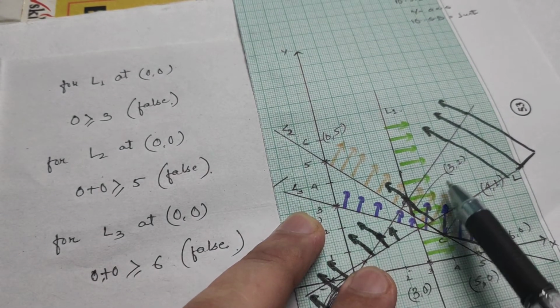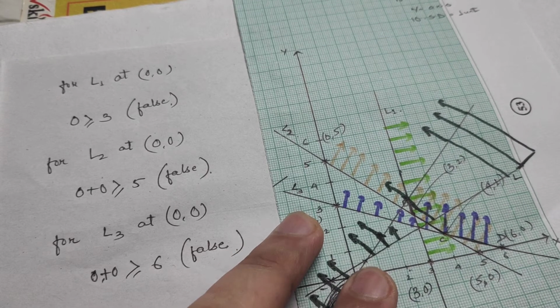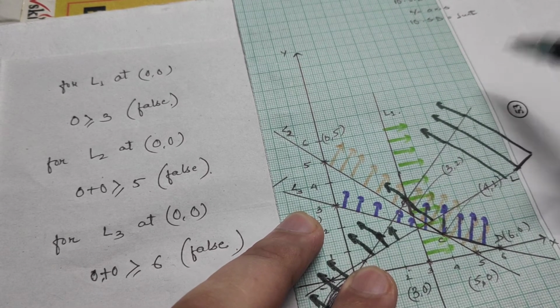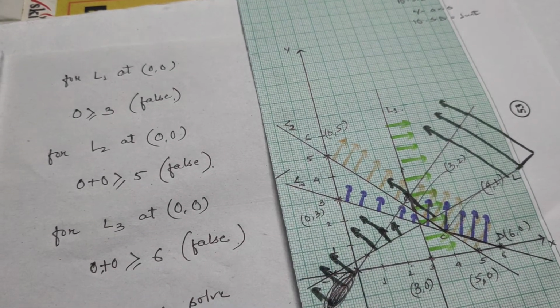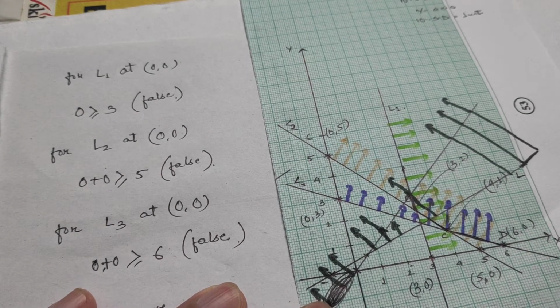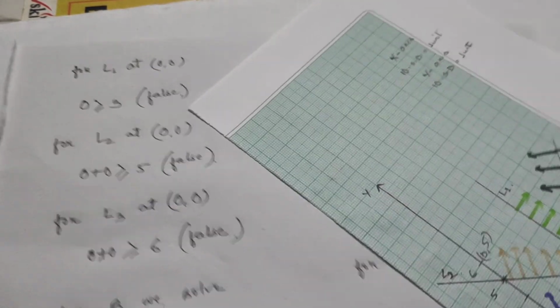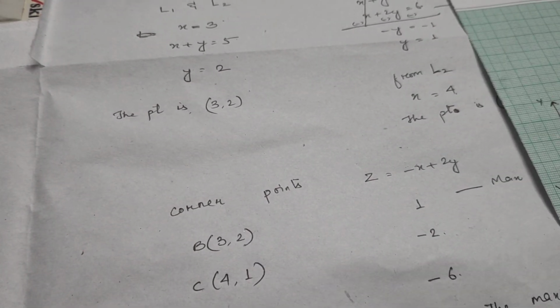Now you can see this feasible region is open. How will you decide till where you will get the maximum value? You may get maximum value anywhere, so which one should be our maximum value? Okay, the question says maximize. Now what we will do, first find the corner points. So I already have the corner points.